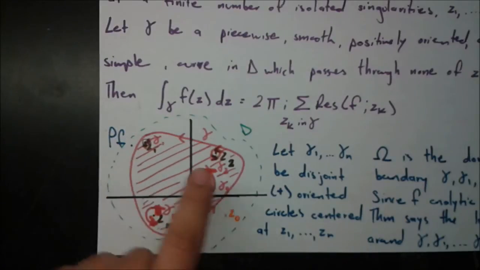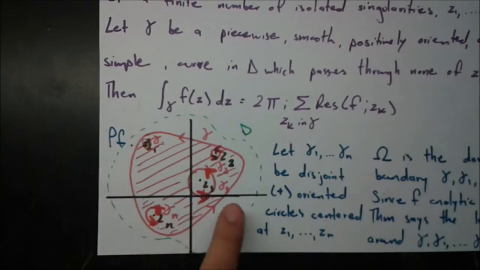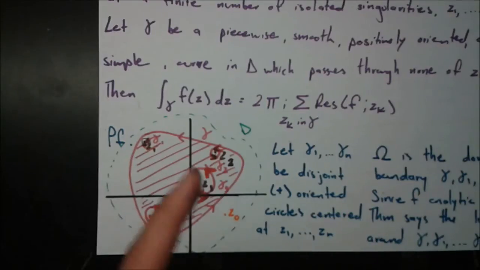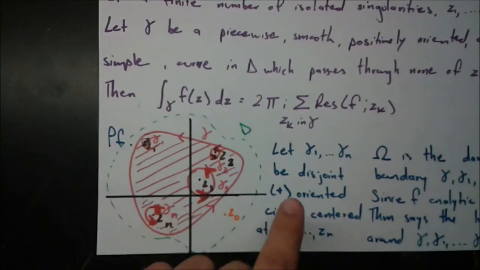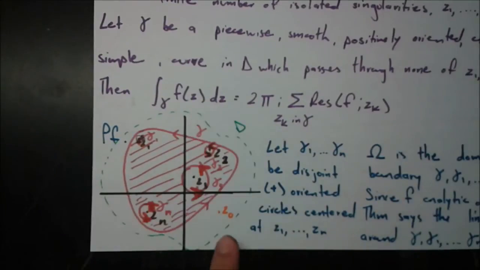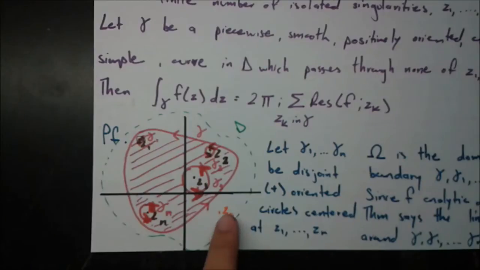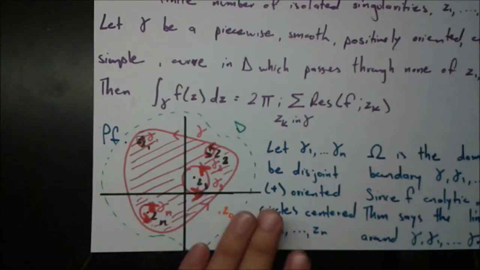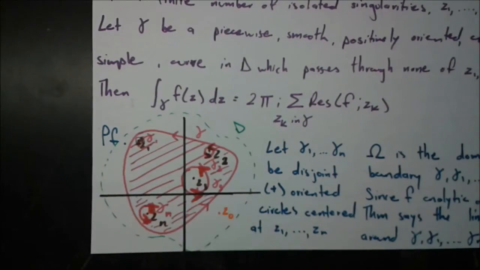So we see that z sub 1, z sub 2, z sub 3, z sub n, these all lie inside gamma. If we took the residue of f at each of those points, added them up and multiplied by 2 pi i, we would get this integral. Notice that we don't do it for z naught, because even though z naught is a point where f is not analytic, it's not inside our loop. So we don't even worry about it. You just worry about things that are inside your loop.